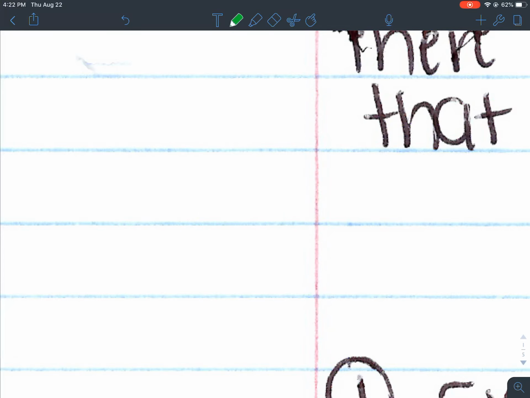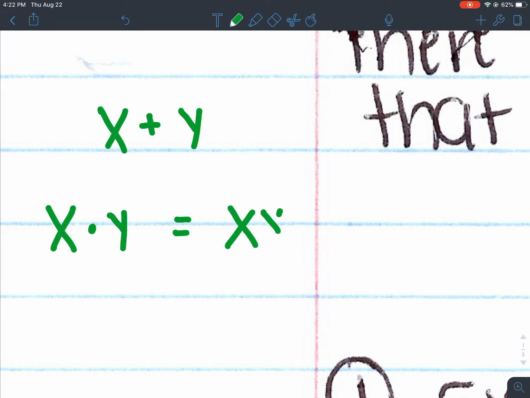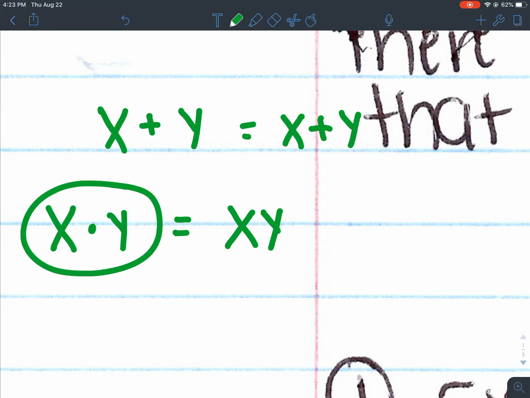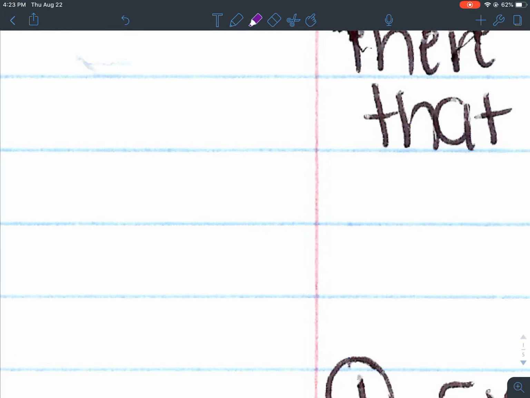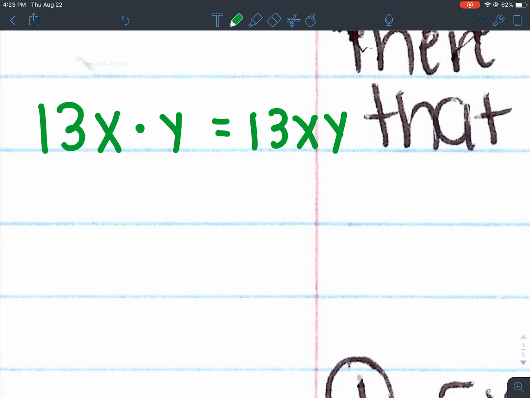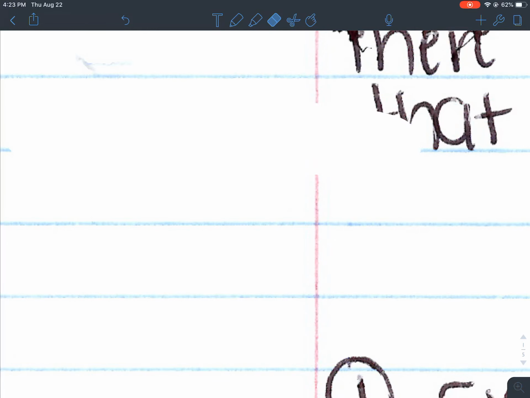Now, let's go ahead and talk about this. X plus y. Again, can't add that, but if I have x times y, that's just going to be xy. I can't multiply them and mush them together and make a new variable, but I can just say x times y because that's what it means. So x plus y remains x plus y. X times y will just be xy, which still means x times y. So if I have 13x times y, that's going to be 13xy. Because that's what I can multiply.